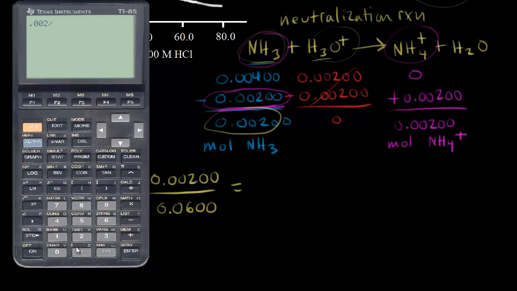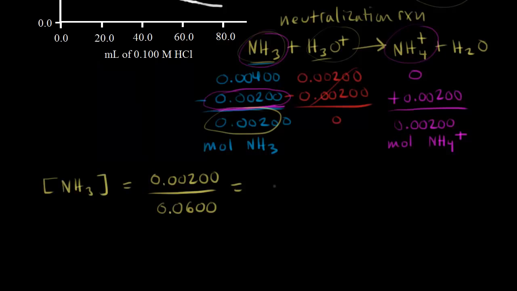0.002 divided by 0.06 is equal to 0.0333. Right, so we get this is equal to 0.0333. This is a concentration, so this is molar. Next, we do the same thing for ammonium. Right, so what's the concentration of ammonium here?